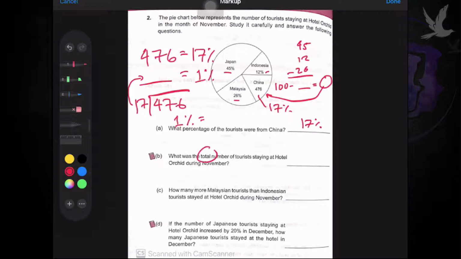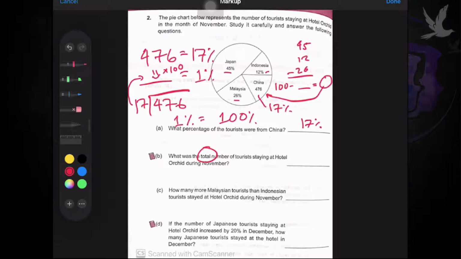We're talking about 1% alone. Since you're asked for total, this should be equivalent to 100%. So, ibig sabihin, whatever your answer here is, just multiply it with 100 to give you the total of 100%. And from there, you'll be able to answer since you already have the population of 100%.